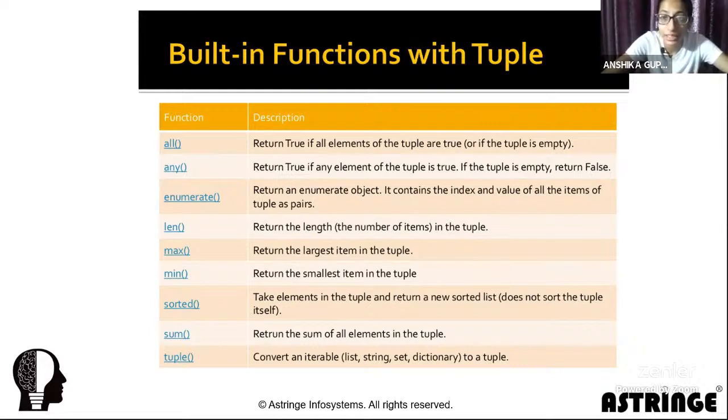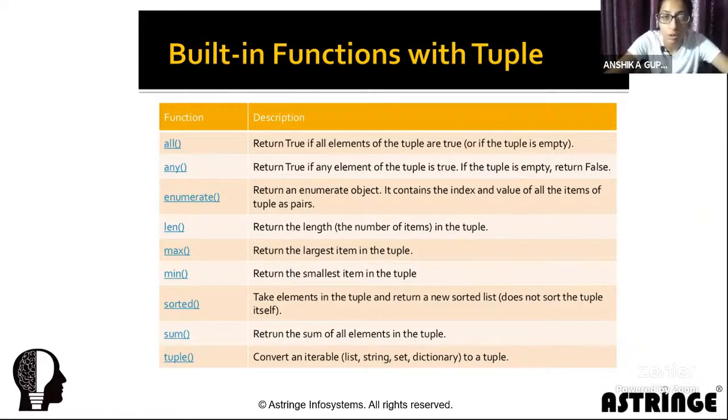Enumerate means it will index each and every value of the tuple in pairs. Length tells us how many elements are present. Max gives the largest item of the tuple. Min gives the smallest item in the tuple. Sorted takes the elements in a tuple and returns the sorted elements in a list, since the tuple itself doesn't support it. Sum gives the return value. Tuple converts all the iterable values, such as list, string, and dictionaries, into a tuple.